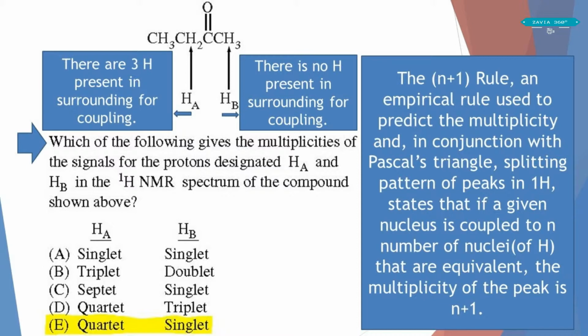HA has 3 neighboring hydrogens for coupling, so it will give a quartet peak. HB has no neighboring hydrogen for coupling, so it will give a singlet peak.